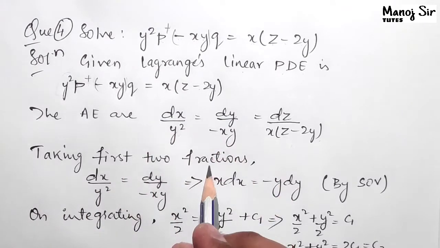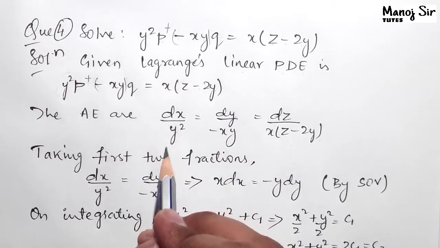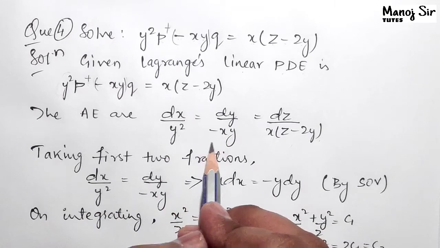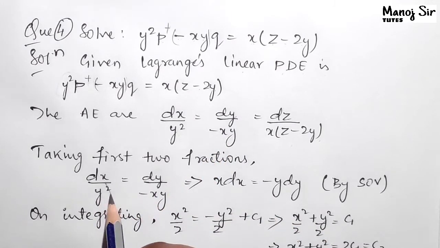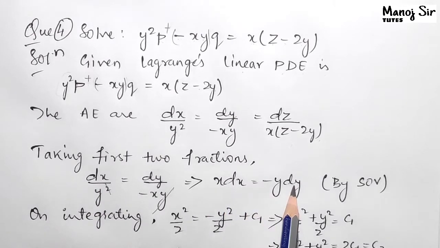So taking the first two fractions, here we have dx upon y square equals dy upon minus xy. Here one y will get cancelled. What is left? Yes, simply use separation of variables. Take this x here, take this y here. This will become x into dx equals y into minus of y into dy. This is by separation of variables. Okay, so after using separation of variables, we need to integrate both sides.